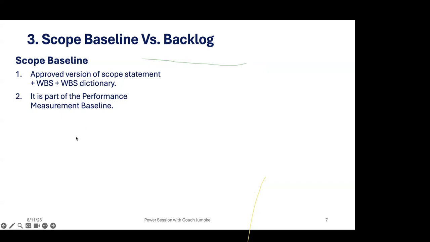And then scope baseline, it is used to measure variance during scope control. I tell people that anytime you are reading and you see variance, what it is saying is difference. So the difference between plan and actual, scope baseline would help you to be able to determine that.